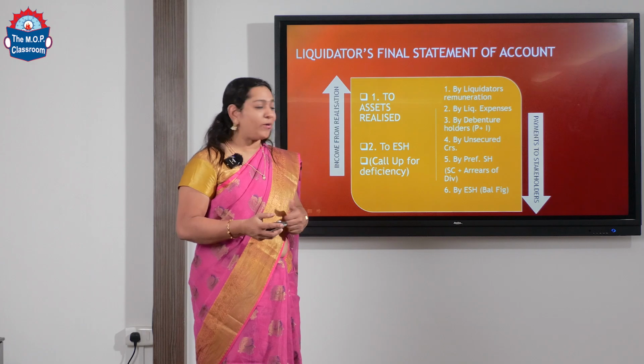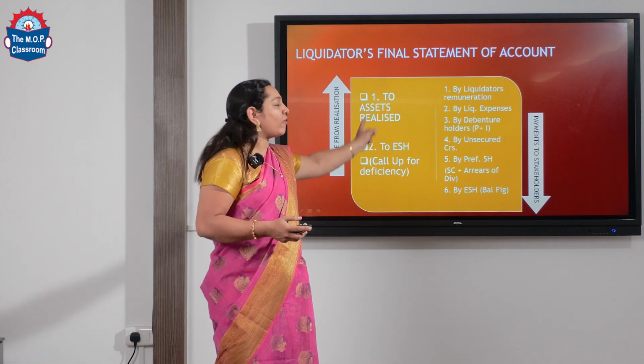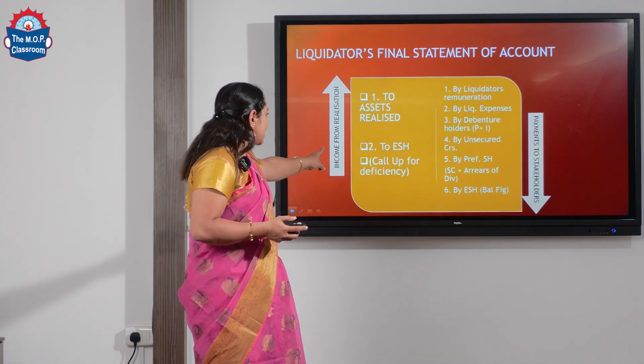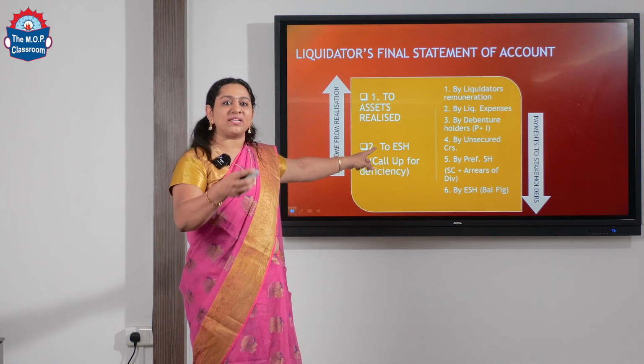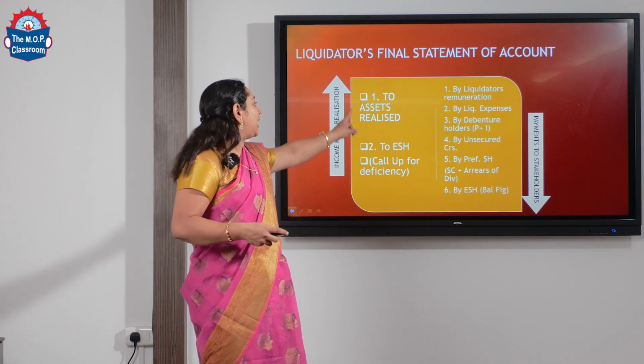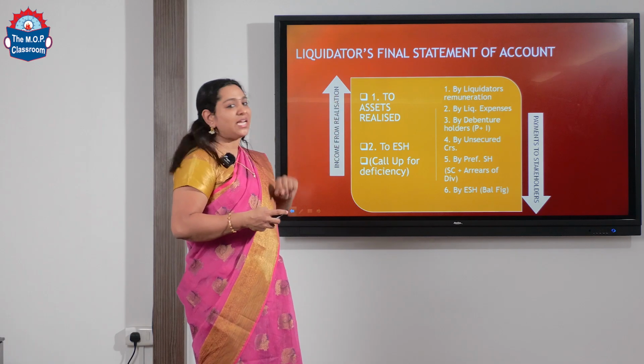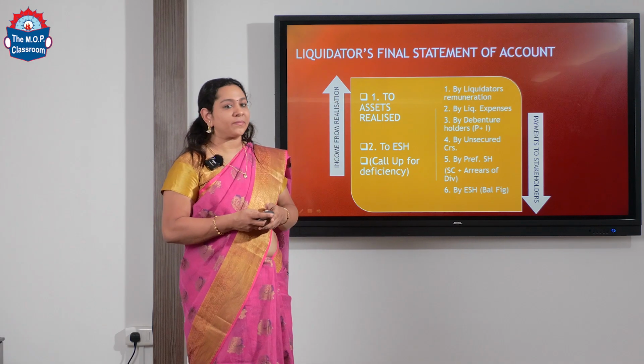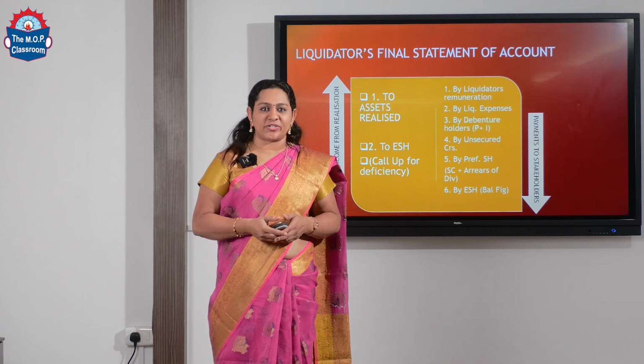And as discussed before, if it falls short, then the equity shareholders will be called upon to pay the remaining of their unpaid share capital, and that reflects on the debit side of the liquidator statement of final accounts. So that brings us towards the end of this chapter.